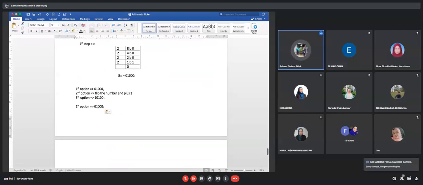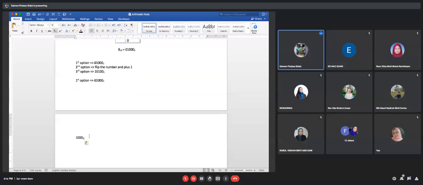So now the first digit here is 1. If you want to get the real value in decimal, we need to do that process. So we flip this one and we will get 0111. And then we plus the number with 1. So we will get 1000.